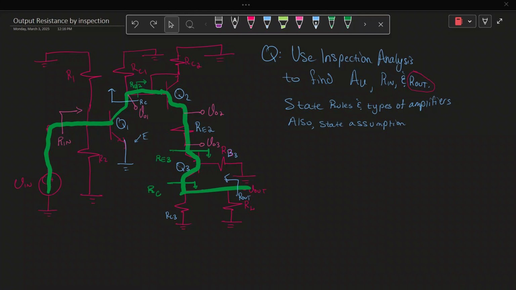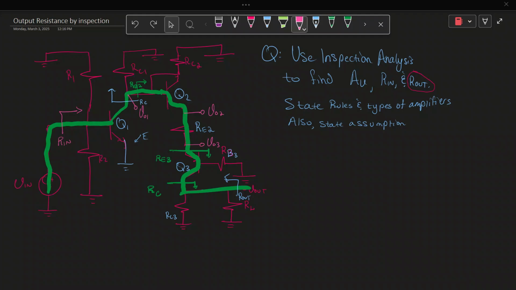Alright guys, we're going to be going over output resistance by inspection analysis in this problem. Here we have the same circuit we've been dealing with for voltage gain and input resistance, if you've seen the past videos. I recommend you solve this output resistance without watching the video first, then watch the video, or just skip to the end if you want to check your answer, and then rewatch the video if you get something different than me.